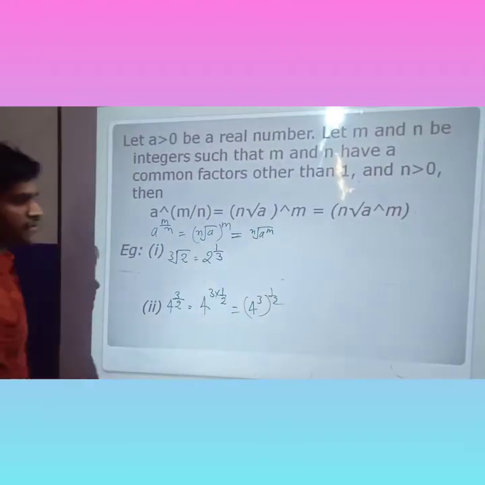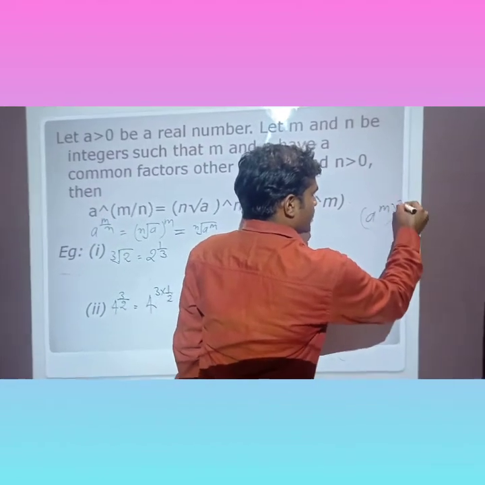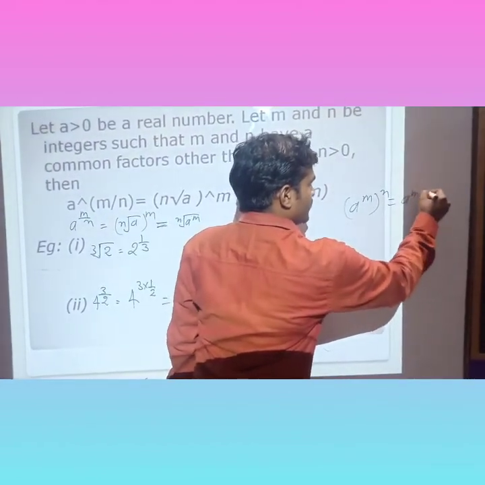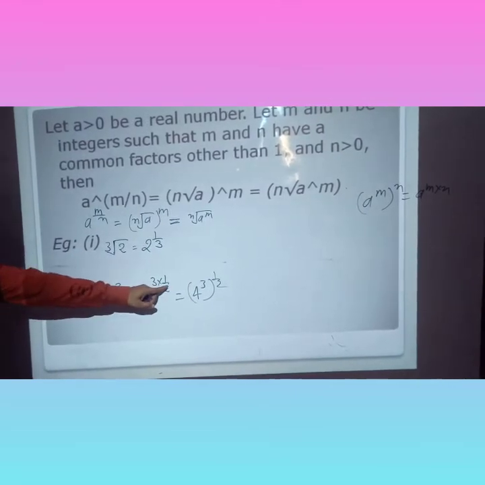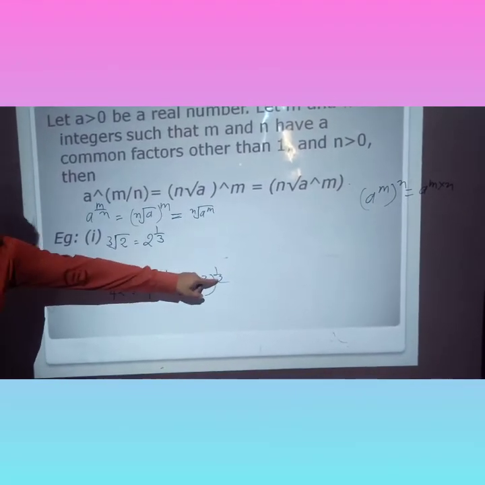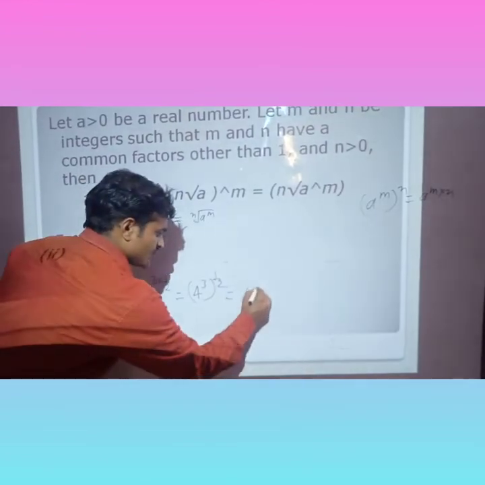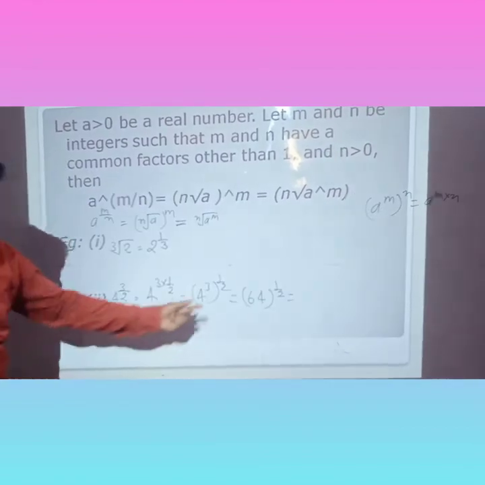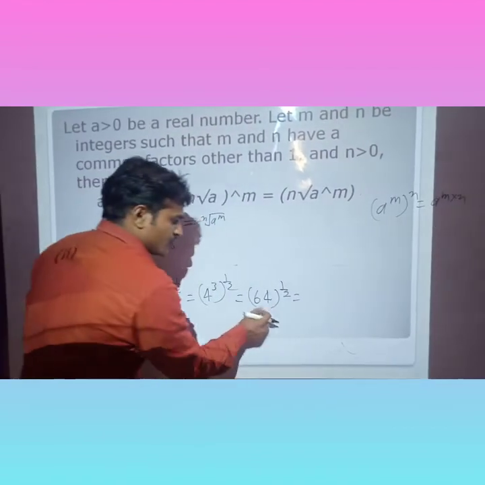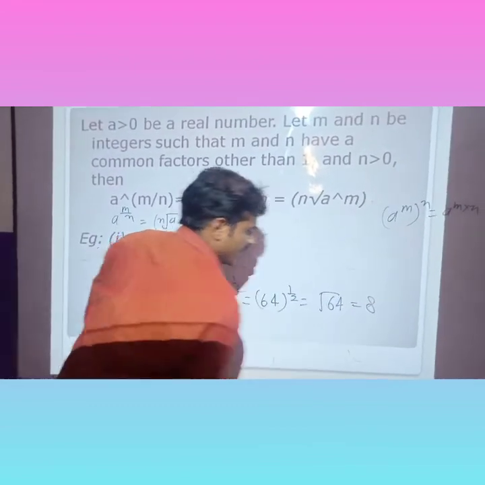Remember the ideal formula: (a power m) power n is equal to a power m into n. So we may write (a power m) power n like that. So 4 cube means 64 power 1 upon 2. Power 1 upon 2 means we have to find the square root of 64. So square root of 64, that is 8.